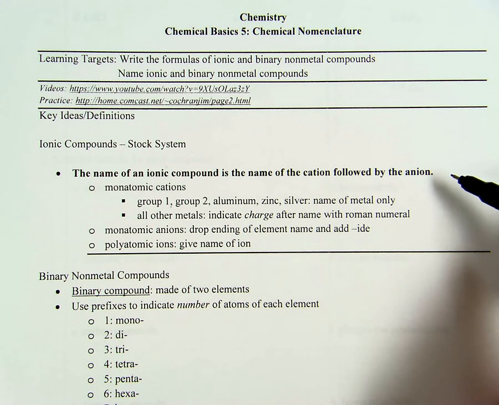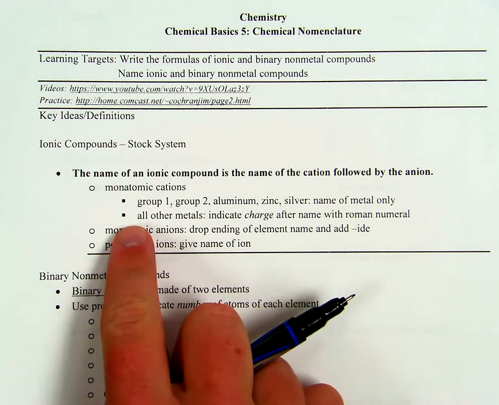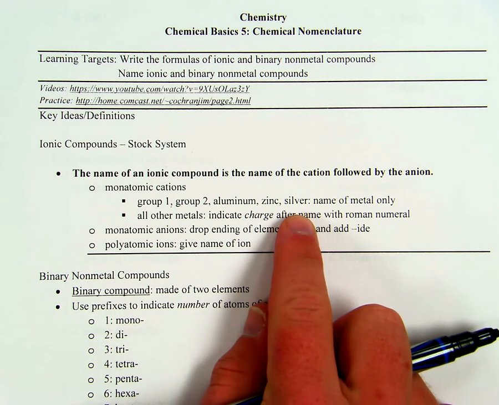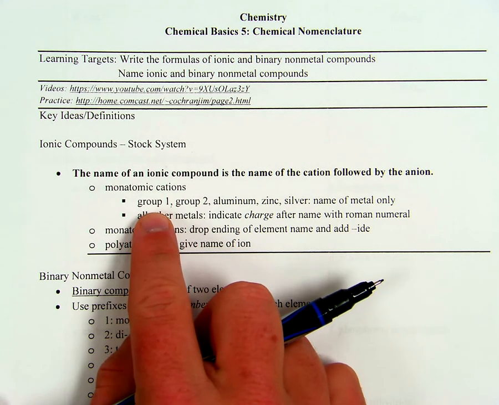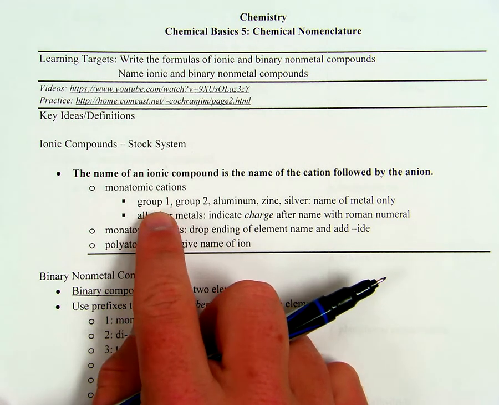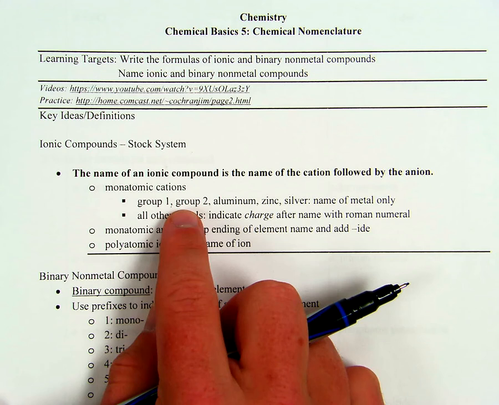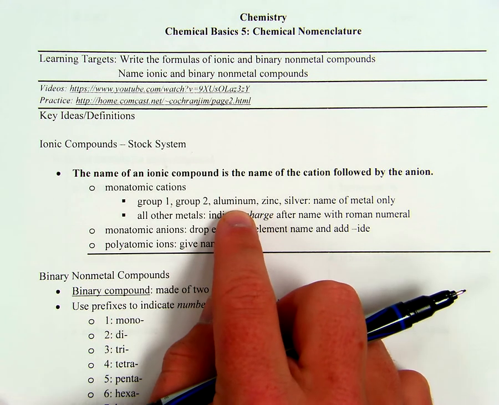The monatomic cations here, Group 1, Group 2, aluminum, zinc, and silver, all we need to do is give the name of the metal. The reason is those elements always have the exact same charge. We know Group 1 is always 1 plus. We know Group 2 is always 2 plus. Aluminum, as you've probably recognized in some examples already, is always going to be 3 plus.